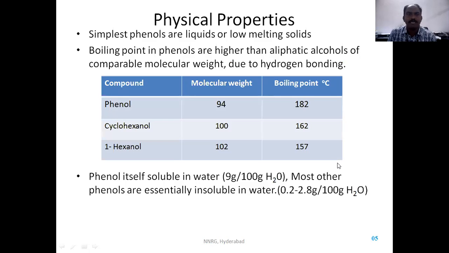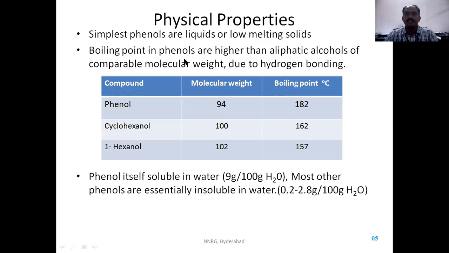Coming to the physical properties, most of the phenols are liquids in nature. The simplest phenol is a liquid, but most of the compounds are low melting solids. Most of the phenols are low melting solids. The boiling point of phenols is higher than that of aliphatic alcohols.